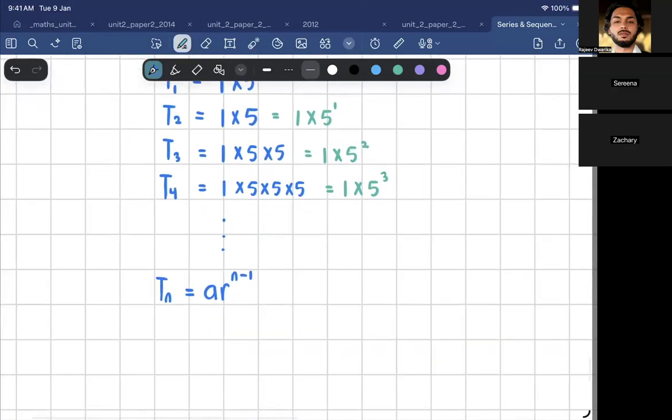And that, my friends, is how you get the nth term for a geometric series or sequence. And that typically looks like a of n, even though T of n means the same thing, it's a of n.